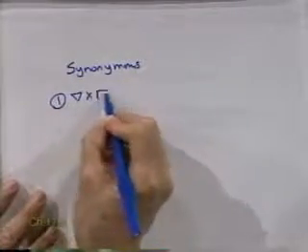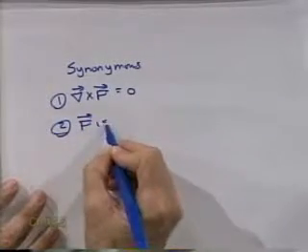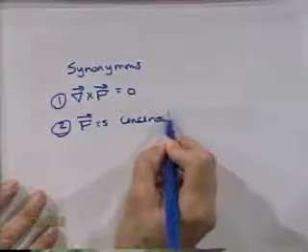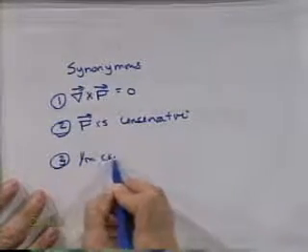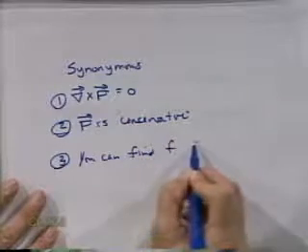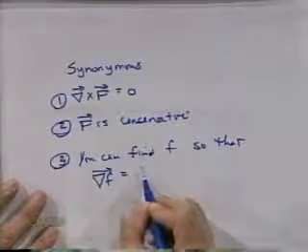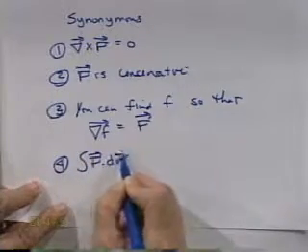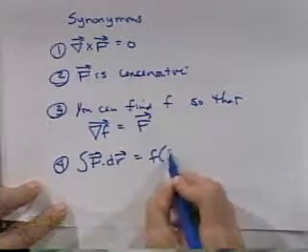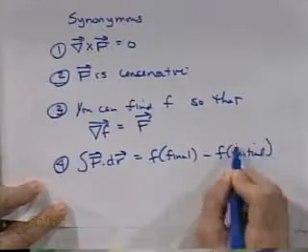If the curl of F is 0, that means the same thing as F is conservative, which means the same thing as you can find little f so that the gradient of little f is equal to big F. And finally, if you wanted to do F dot dr, you can do it by taking f at your final minus f at your initial.